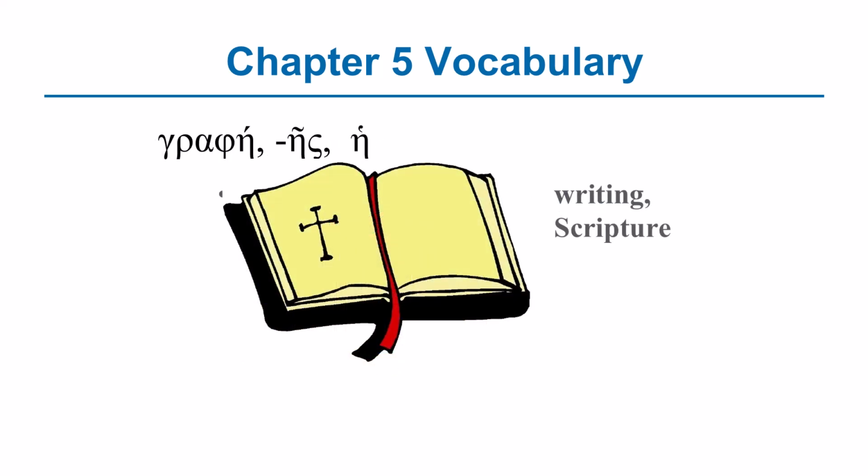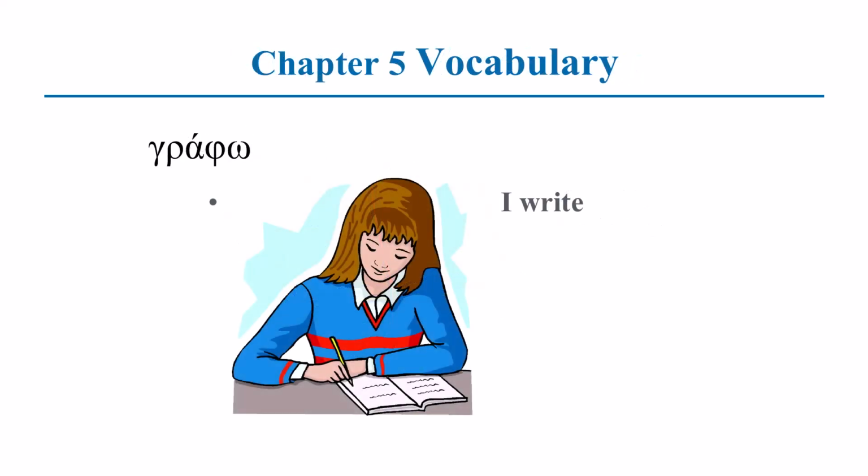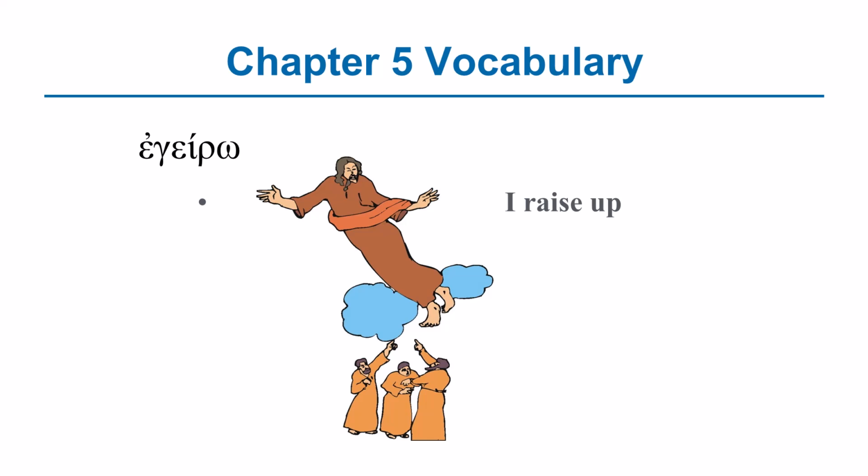Another word is graphē. And this is where we get the English word biography, which means a written account of one's life, a written document of one's life. Because graphē in Greek means writing, can be writing or scripture. And then we have the word graphō. Remember that omega at the end shows that that word is a verb. I write. So graphō means I write, while graphē means writing. And then you have egeirō. Again, you have that omega at the end showing you that that's a verb. Egeirō means I raise up.